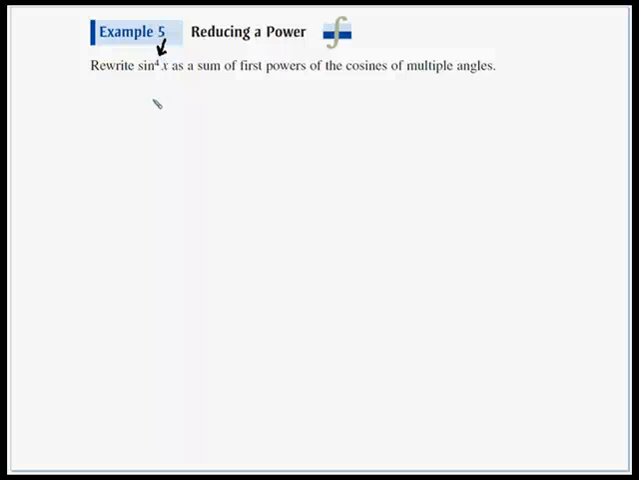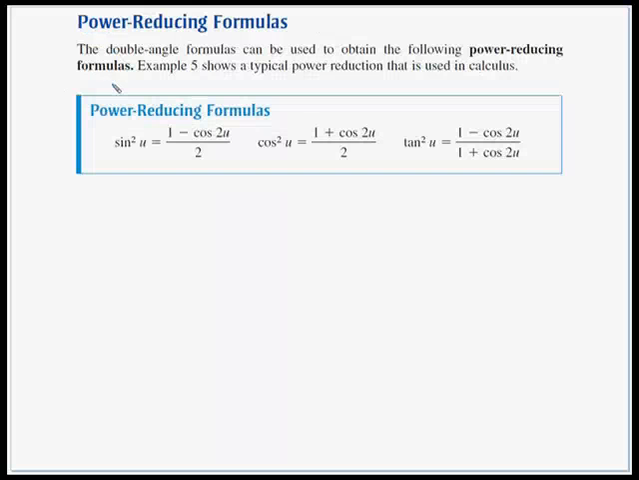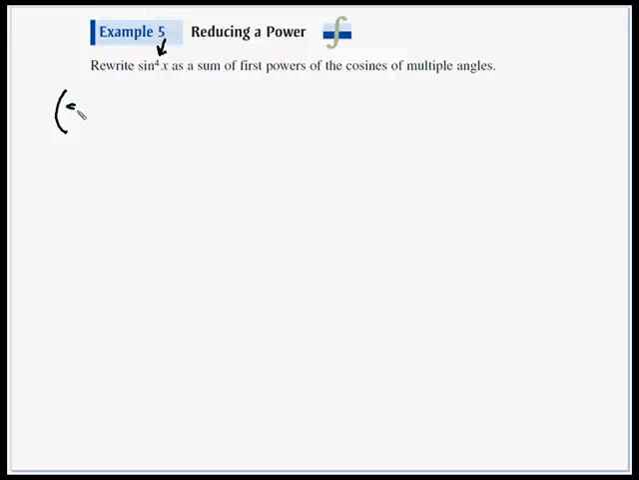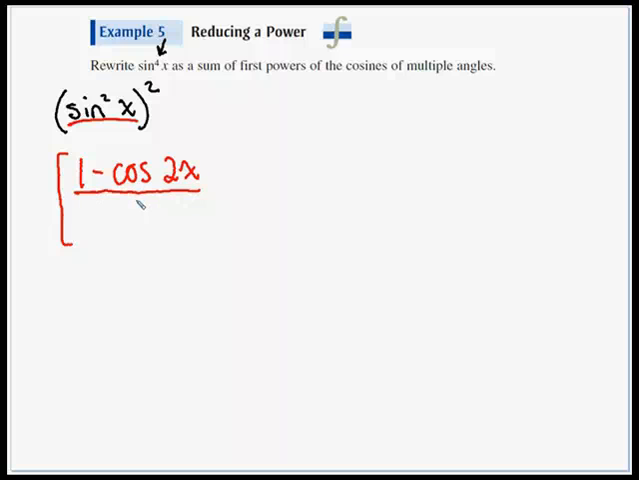First, we need to rewrite sine to the 4th. And our reduction formula has a sine squared in it. So we can rewrite sine to the 4th as the sine squared of x quantity squared. Sine squared squared is sine to the 4th. Now we can replace what I'll underline here in red, this sine squared of x, with a power reducing formula. And that's going to be 1 minus the cos of 2x all over 2, and that is quantity squared.